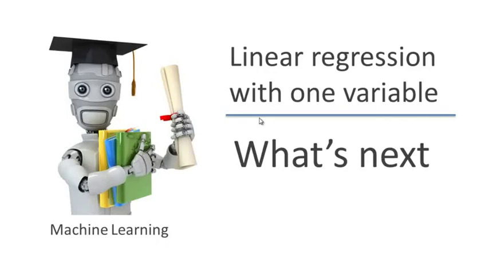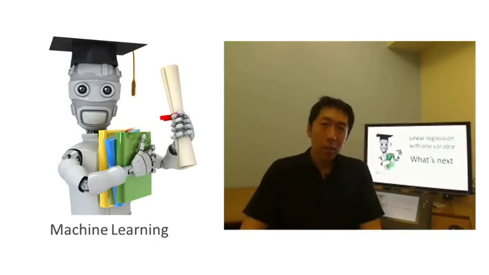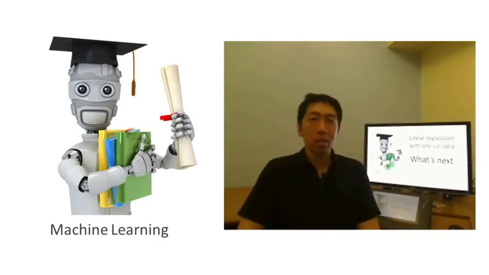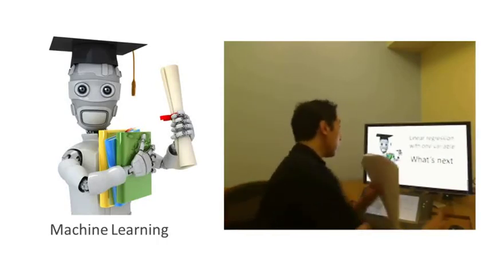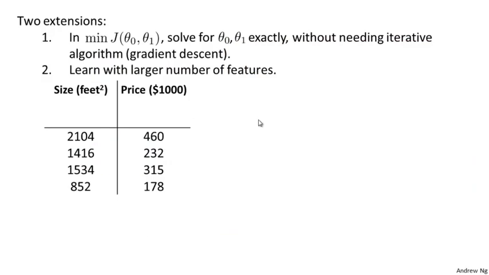You now know about linear regression and gradient descent. The plan from here on out is to tell you about a couple important extensions of these ideas. Concretely, here they are. First, it turns out that in order to solve this minimization problem, there's an algorithm for solving for theta 0 and theta 1 exactly without needing an iterative algorithm, without needing an algorithm like gradient descent that we had to iterate multiple times over.